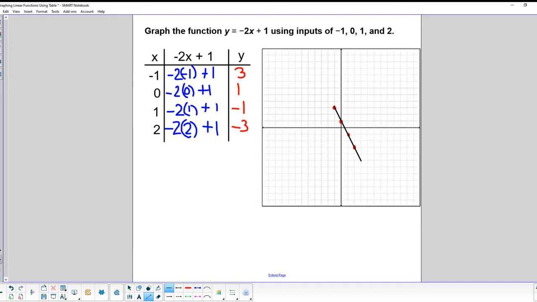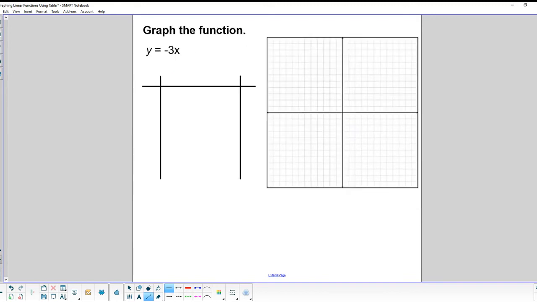All right. So let's move on here. Let's look at this particular one. On this one, they did not give us an input or an output. I've got a little interference on the screen. So let's come up with some inputs and outputs. So we got X and Y. Let's put in -1, 0, 1, and 2 for our inputs and calculate our outputs.